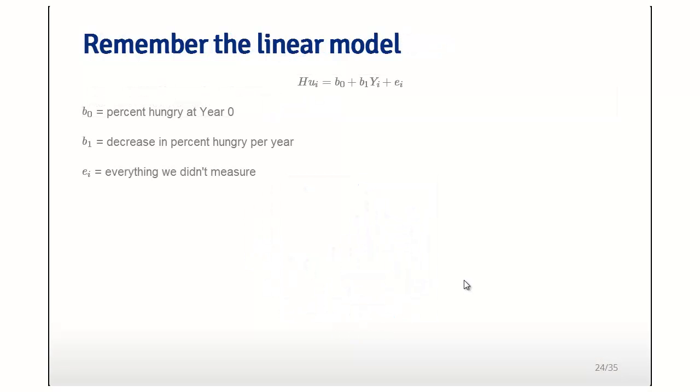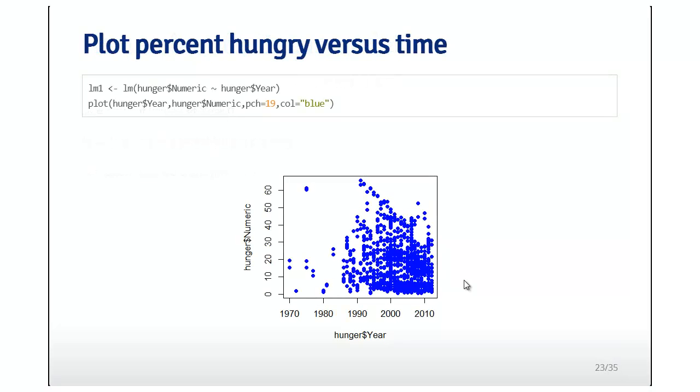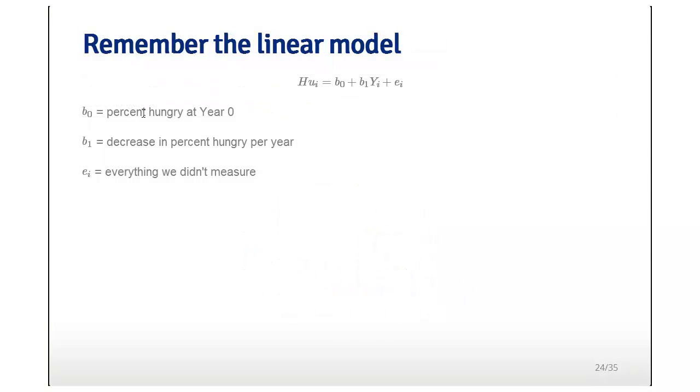Okay, and let's see if we can fit this. This is a good example of this kind of sociological data where it's often quite messy and doesn't have super nice linear relationships like we've looked at in some of the examples. So if we were to fit a linear model, then beta naught would be our percent hungry at year 0, which again doesn't make any sense, right? The data set goes back to 1970, so year 0 is an extrapolation.